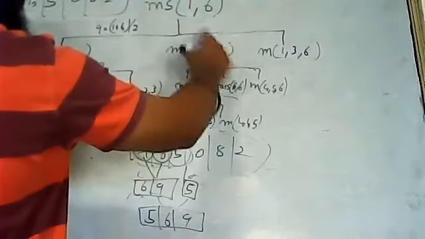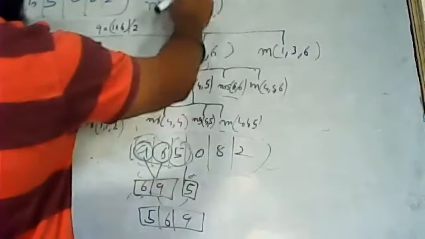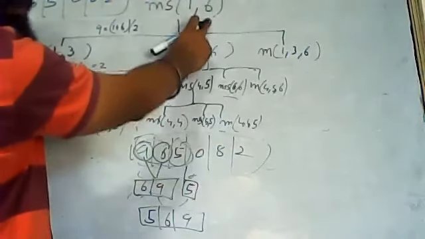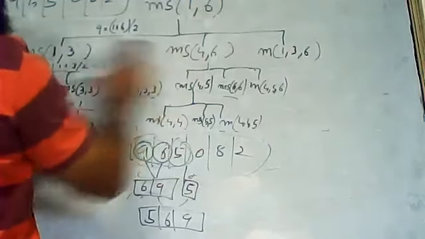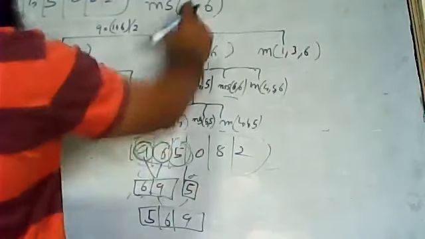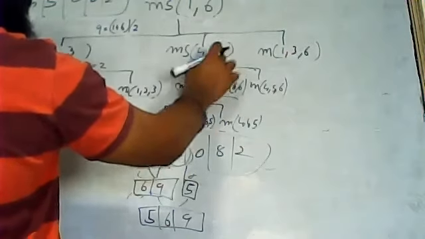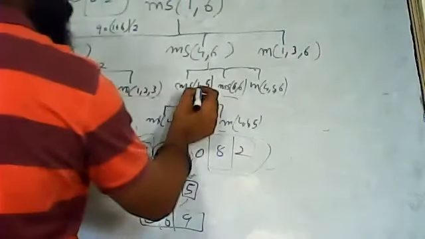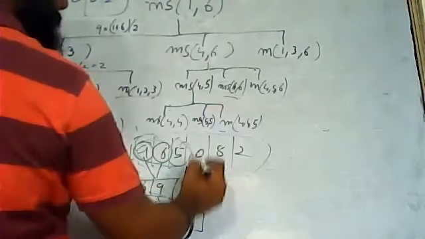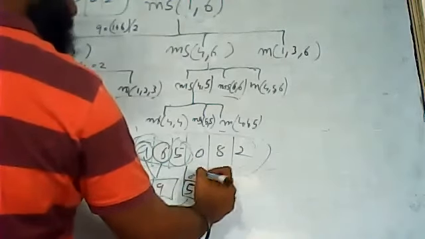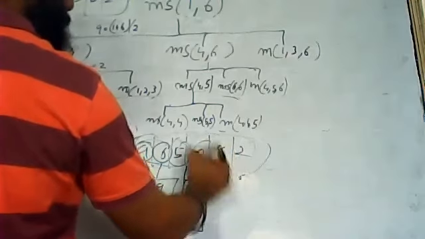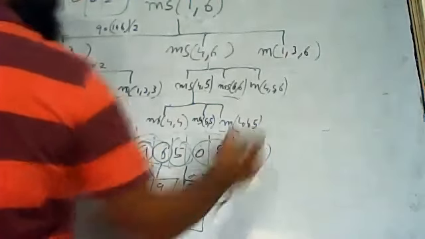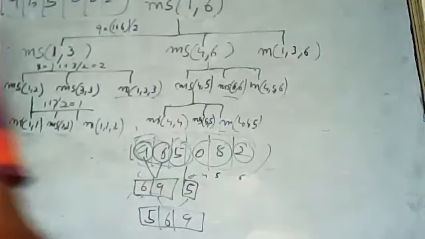And in order to solve this problem from 1 to 6, we need to solve this one. We have already solved this one. Now we want to solve from 4 to 6. In order to solve 4 to 6, we have to solve 4 to 5 and 6 to 6. This is 4, 5 and 6: 4 to 5, and 6 to 6, that is this third element.